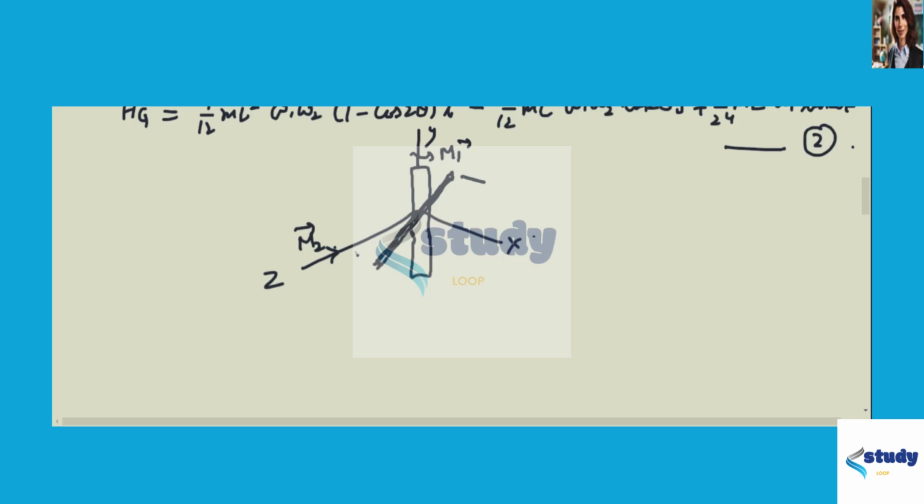This length is given L. This is centroid G. Here is the reaction D. This is the reaction C. K cap, minus K cap.